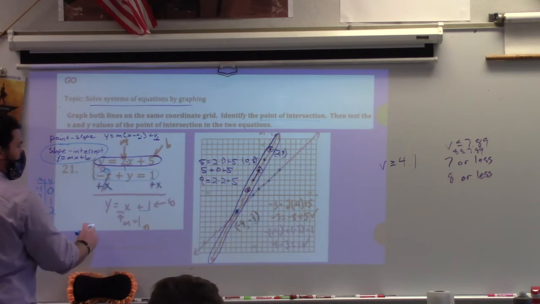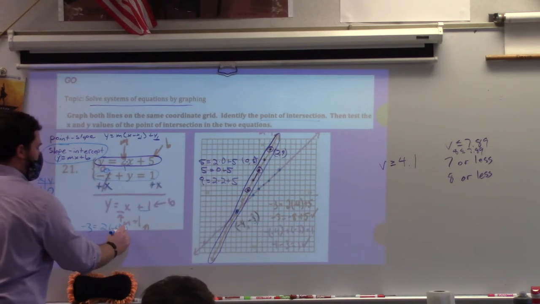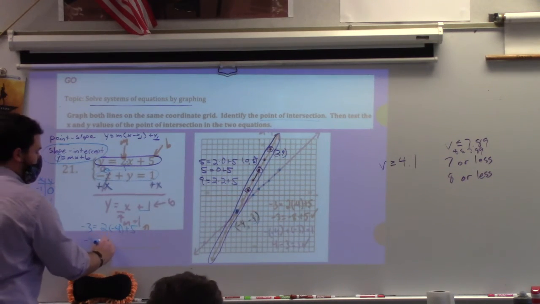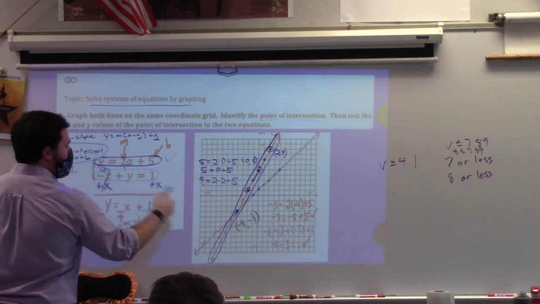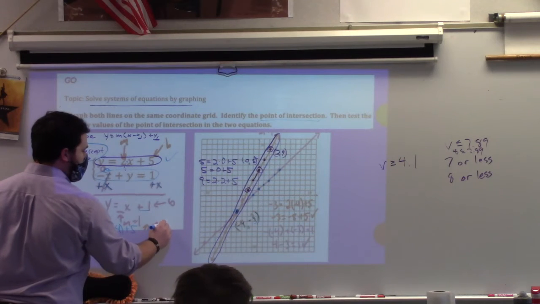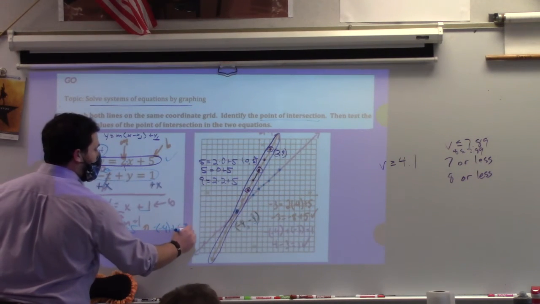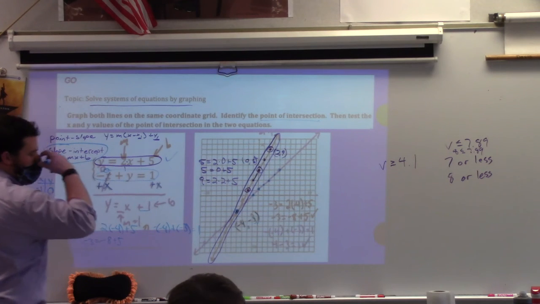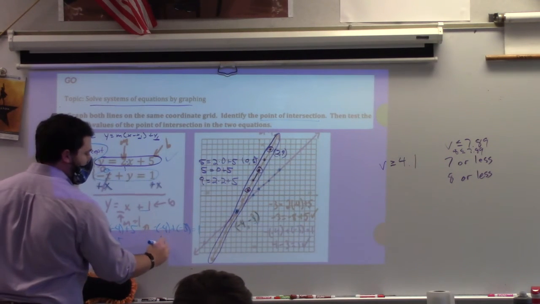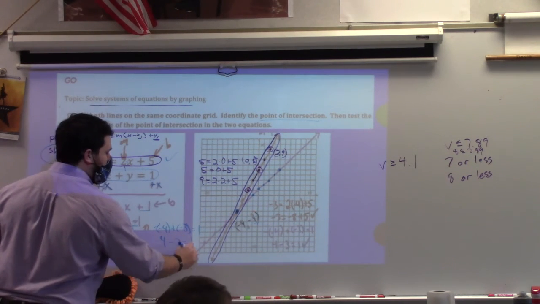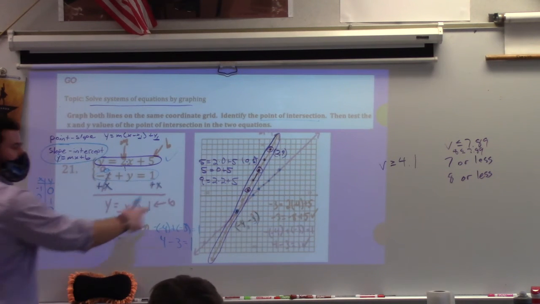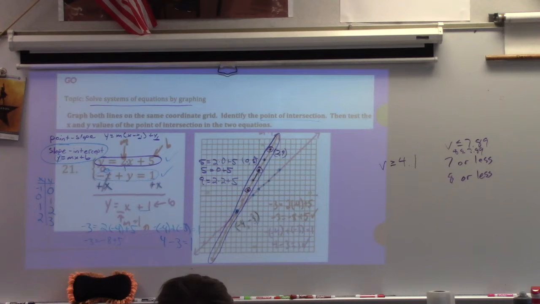If you check by plugging it in, does negative 3 equal negative 8 plus 5? So that makes the first equation true, right? If I plug that point into here, a negative times negative 4 plus a negative 3 equals 1. So a negative times a negative is, so that's a positive 4. When you add a negative, that's the same as subtracting. Is 4 minus 3 equal to 1? So does that point make the second equation true? Yes.